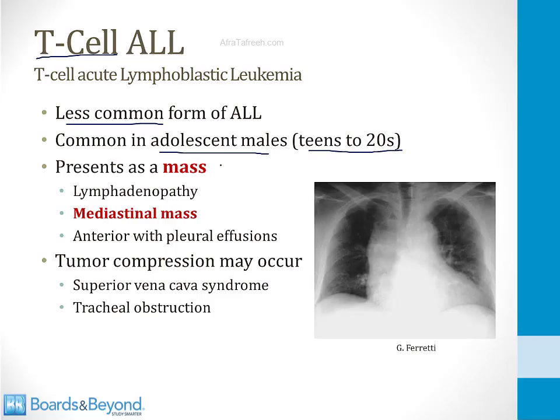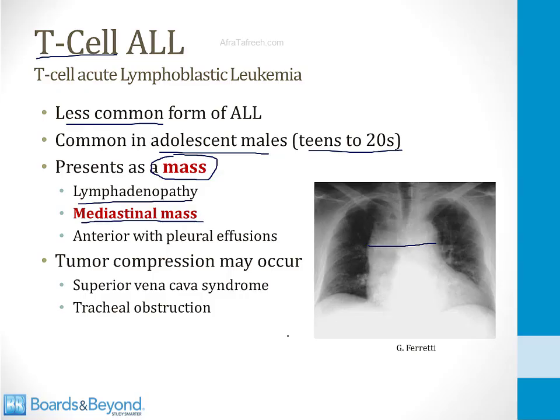Also, in contrast to B-cell acute lymphoblastic leukemia, T-cell ALL usually presents as a mass. It can present as lymphadenopathy, and it classically presents as a mediastinal mass. This is a chest X-ray on the screen showing a widened mediastinum. This is the type of chest X-ray you could see in someone who has T-cell ALL.